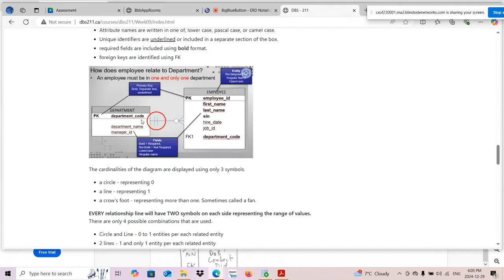We know that if it's a single line, then this is one side. And if there is three crow's foot notation, that means this is many side. That means the business rule here is saying one department can have many employees working for it, but an employee must be working for only one department, right?